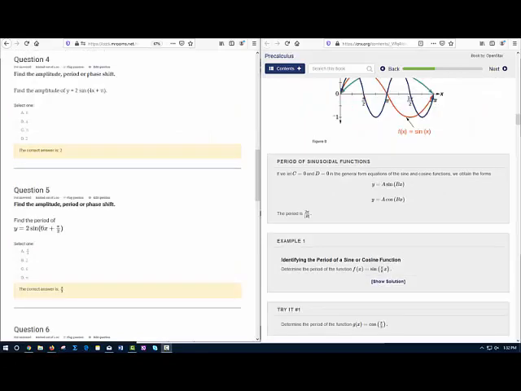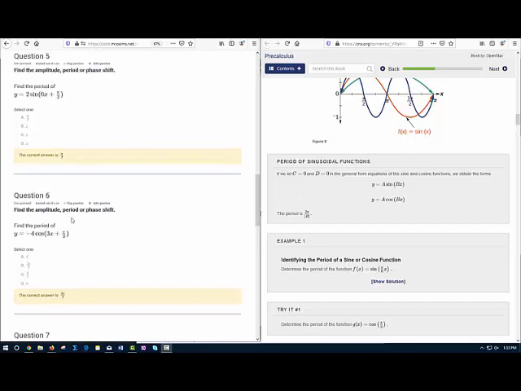Question 5 asks you for the period. You can see your definition of period here. You could graph it out and look at it, but you have your formula here, which is 2 pi over the absolute value of b. B is this number that's inside the parentheses here in front of the x. So if we match that up, that's a 6. So if we do our math, 2 pi over 6, if I reduce that fraction, I would get pi over 3.